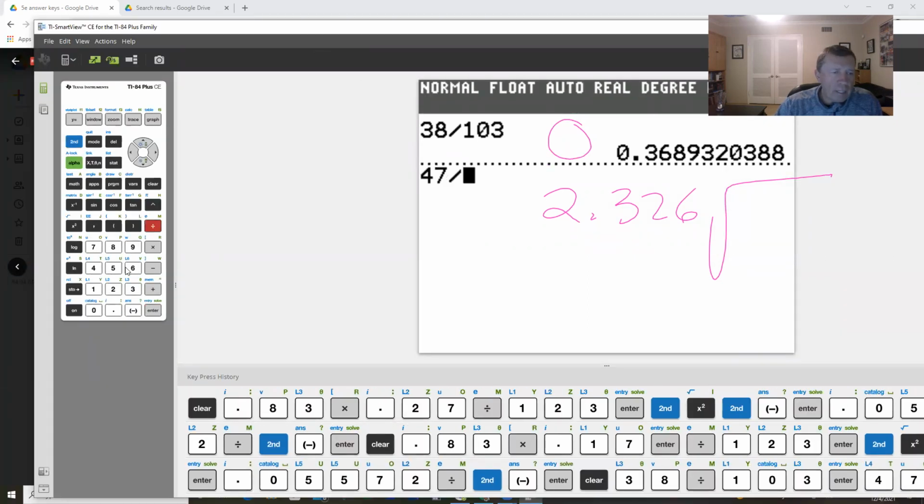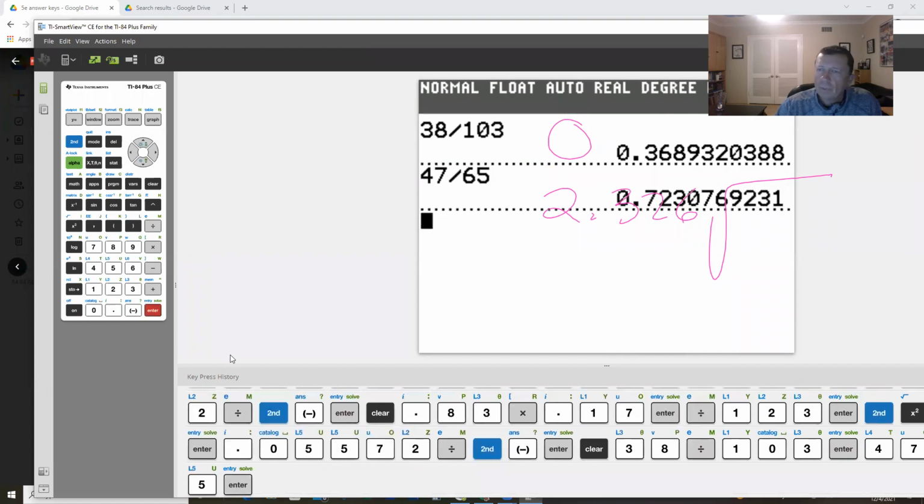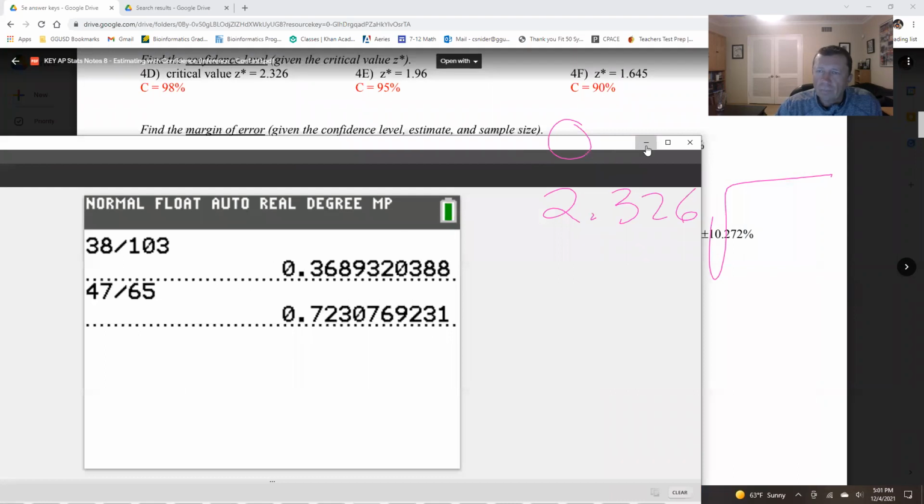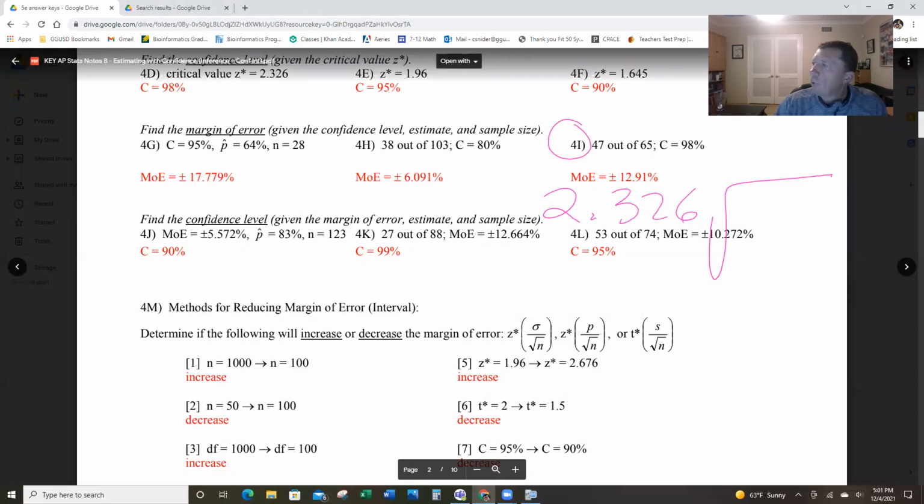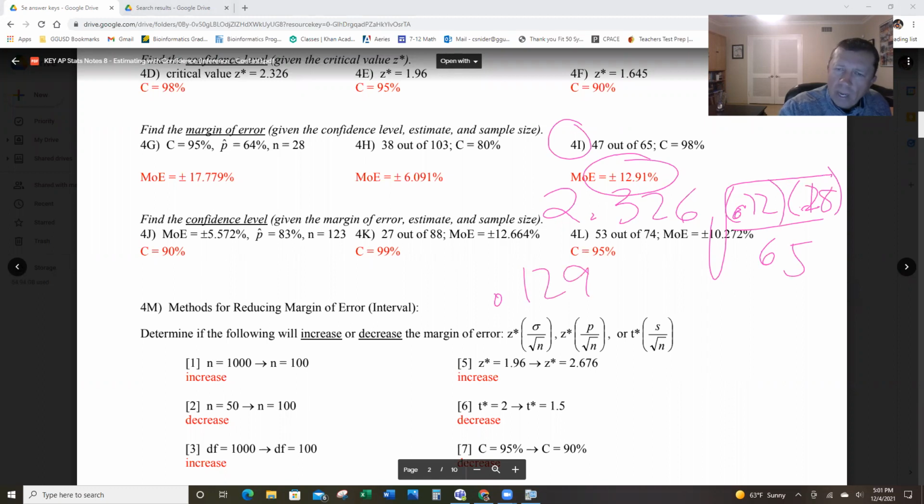47 divided by 65 is 0.72, good enough. And again, I'm rounding. 0.72, 0.28 over 65. And that comes out to about 13%. It'll come out to 0.1291, so about 13%. Okay, that's all done by hand.